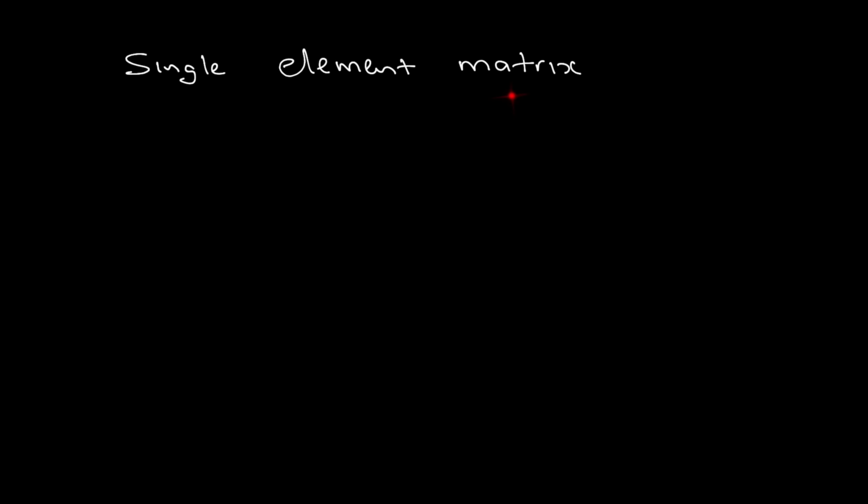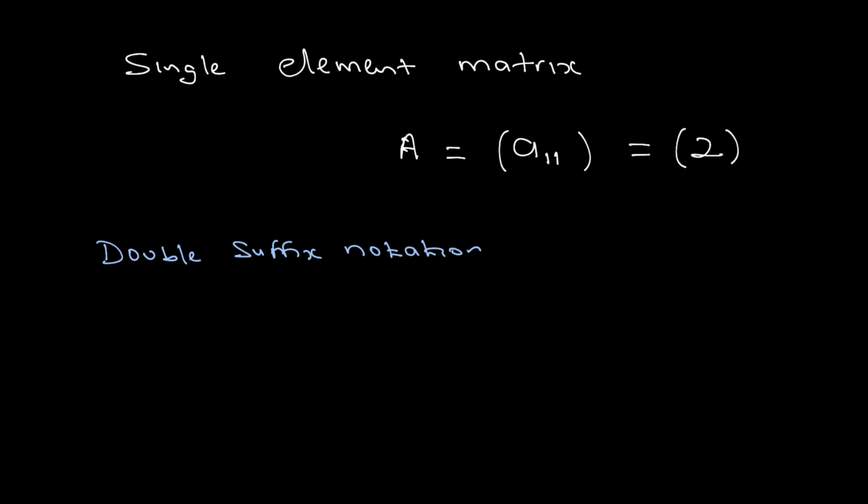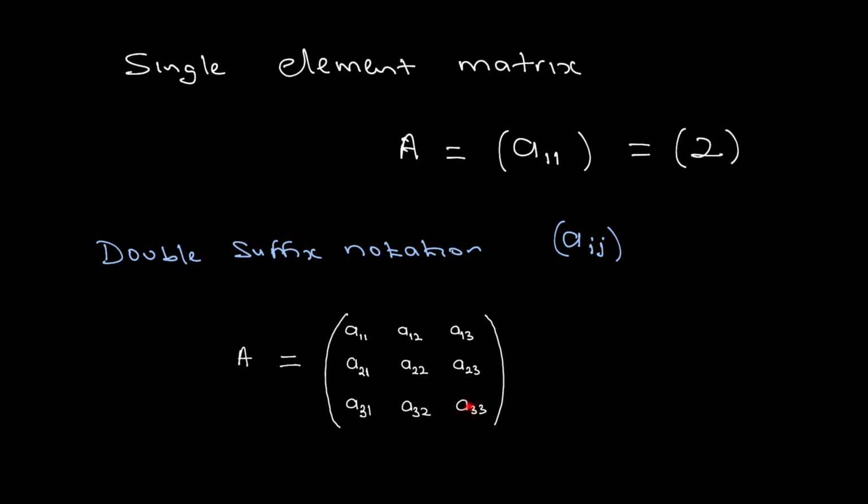A single element matrix is when you have a matrix with a single value, a single element. An example could be maybe 2 or any number, but a single number. So if you have any number on its own, it is a single element matrix. But what we've been doing earlier were examples of a double suffix notation matrix, where you have lowercase a, i, j, and a can be written as this. So this is i1, j1, i1, j2, i1, j3. So this is an example of a double suffix notation.